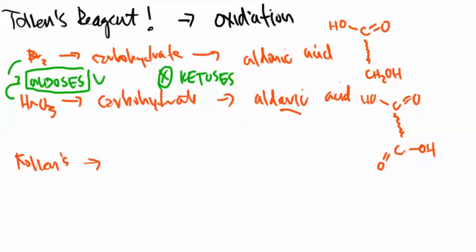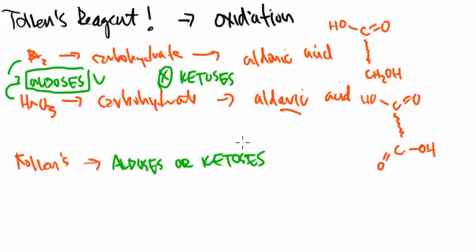Aldoses do, however. Well, the nice thing about Tollens is that Tollens will basically make an oxidation reaction go forward with aldoses or ketoses. It really doesn't matter. Both of these work here. So that's the nice thing about the Tollens. Both aldoses and ketoses are oxidized. Now, what do they oxidize into? That's the question. What type of product do we form?